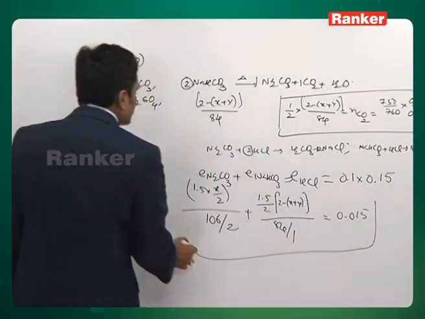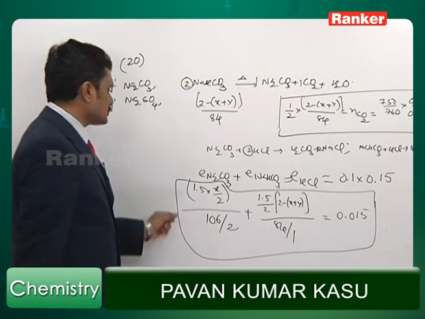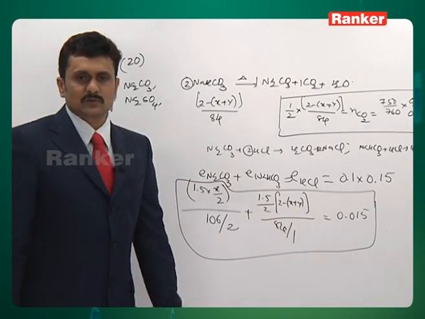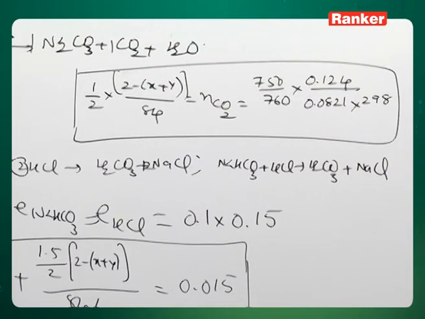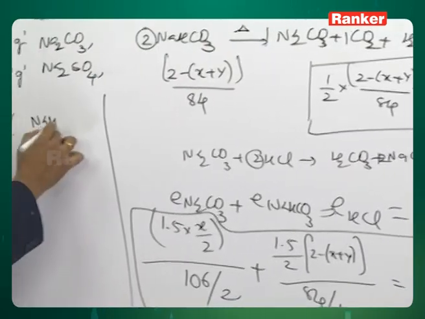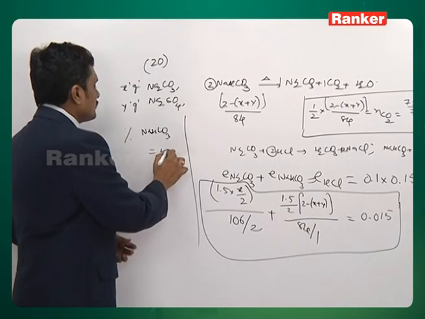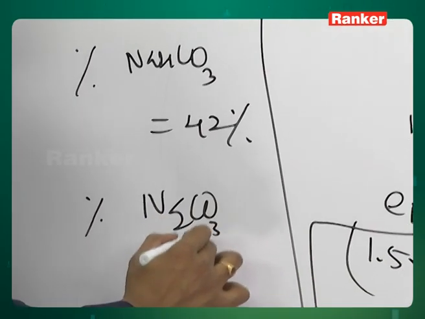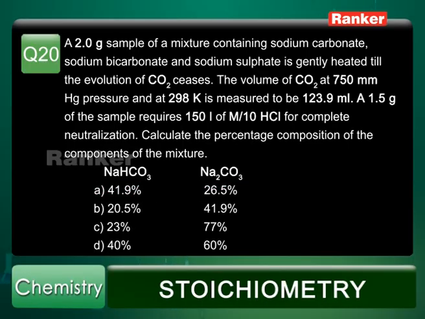Now you have got one more equation in terms of x and y. You have 2 equations and 2 unknowns to be obtained, x and y. After that you will find the weight percentage of NaHCO3 to be somewhere around 42%, and the percentage of Na2CO3 somewhere around 26.5%. So this is the answer for your question in stoichiometry.